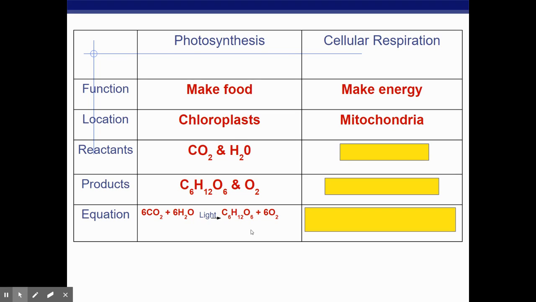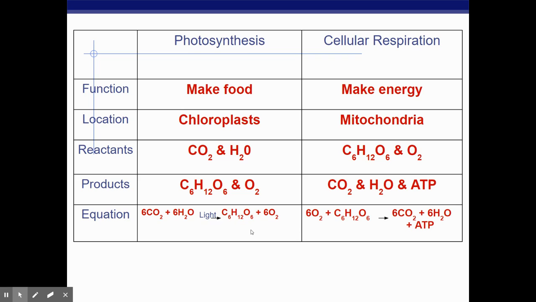Now, here's an important point. Photosynthesis only occurs in plants because they have chloroplasts. Cellular respiration occurs in all eukaryotic cells because they all have mitochondria. So plants can do both of these processes. Animals can only do cellular respiration. So the reactants for cellular respiration are C6H12O6 and oxygen, O2. And then the products are going to be CO2 plus H2O and ATP. And then here's your full formula for this process.